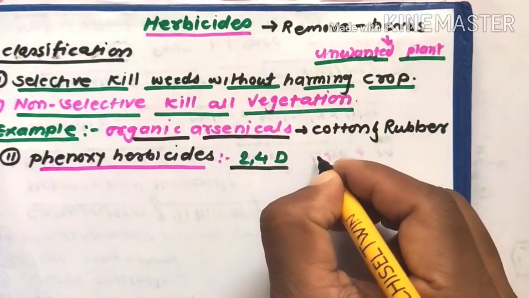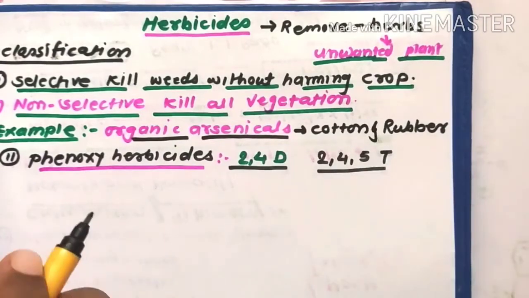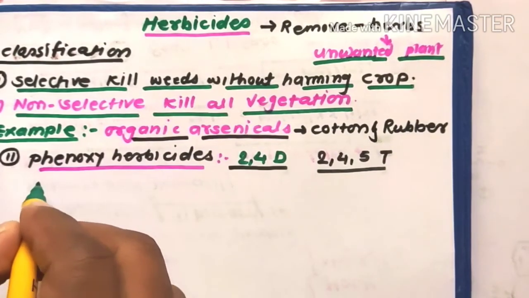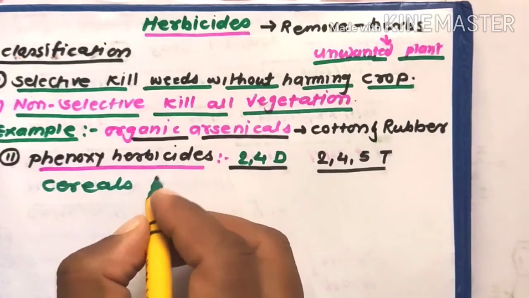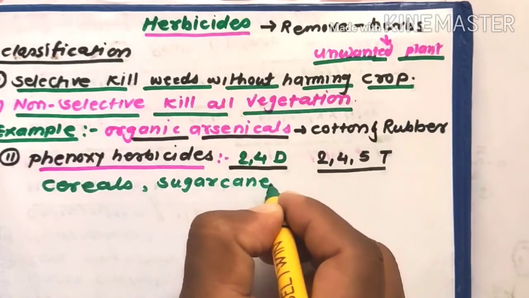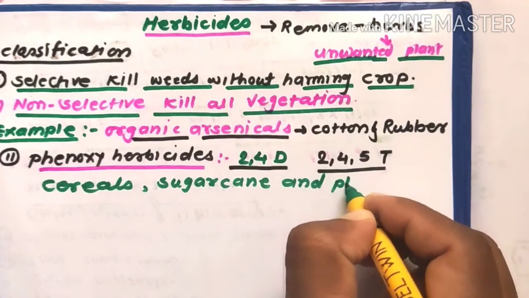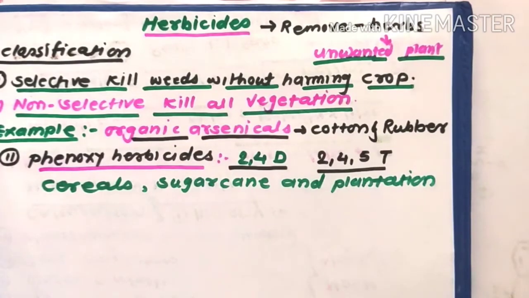These are the two important chemicals which are used to control broadleaf weeds in the cereals, sugarcane and plantation crops. These are the important uses of herbicides.